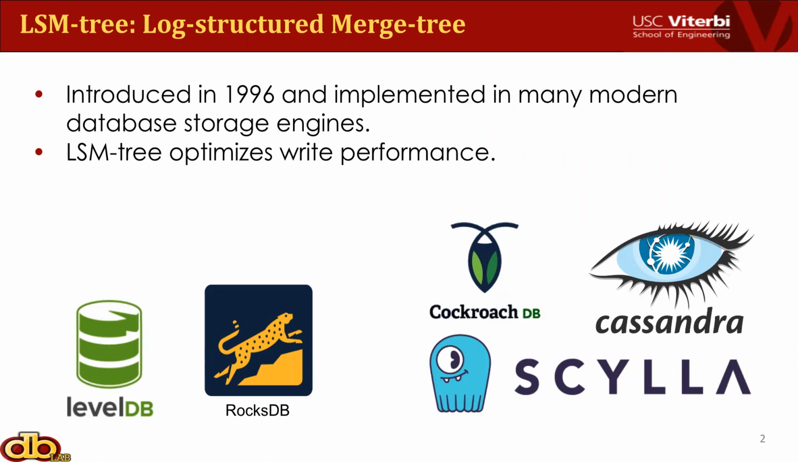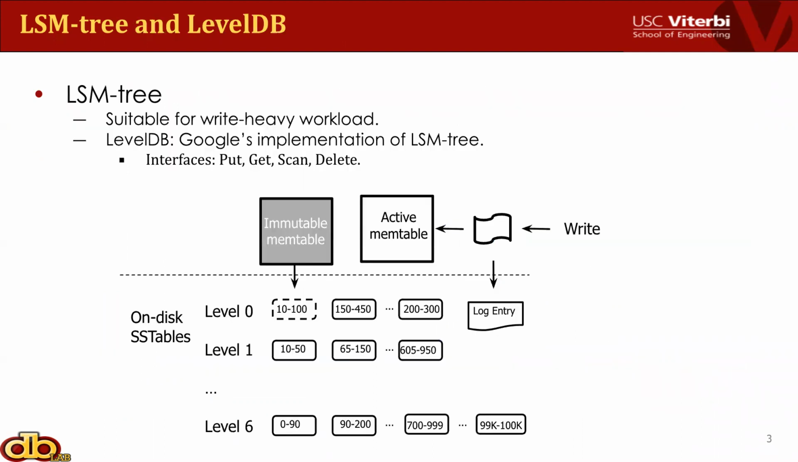LSM tree was introduced in 1996 and is implemented in many modern database storage engines. LSM tree optimizes write performance. Google open sourced an implementation of LSM tree called LevelDB. Facebook's RocksDB extends LevelDB with more features such as richer schemas and transactions. There are also many distributed data stores that store data using LSM tree. Examples are CockroachDB, Cassandra, ScyllaDB, and AsterixDB. LSM tree is suitable for write-heavy workloads.